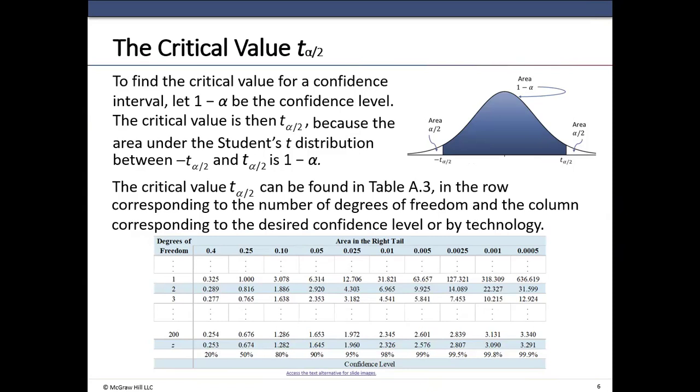Let's pick out a number. You have the table, but we can also do it on the calculator. Let's pick a degrees of freedom of 3 and an area in the right tail of 0.025. The area in the left tail is also 0.025. That means the area of the two tails is 0.025 times 2, which is 0.05, and the area in the center is 0.95. My sample size is 4, so the degrees of freedom is 3.